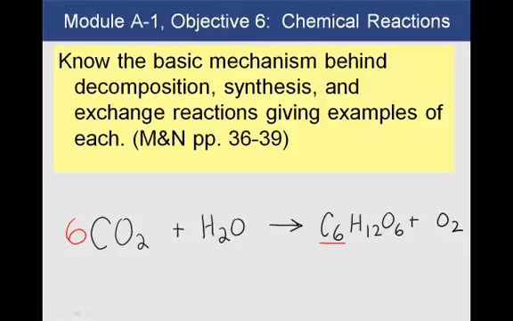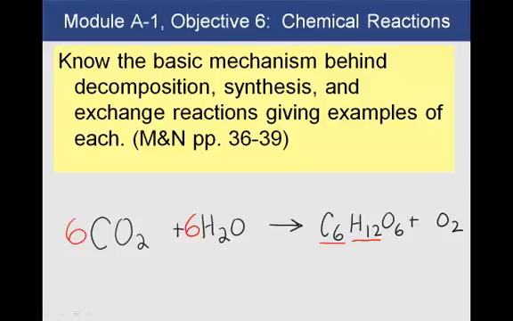Next, let's look at hydrogen. It only occurs in one of the products and in one of the reactants. To get 12 hydrogens, we add a 6 in front of H2O. 6 times 2 is 12. We have now balanced our hydrogens.